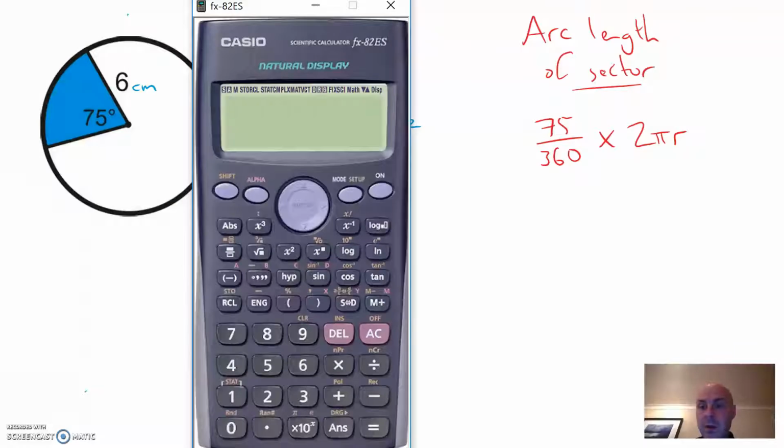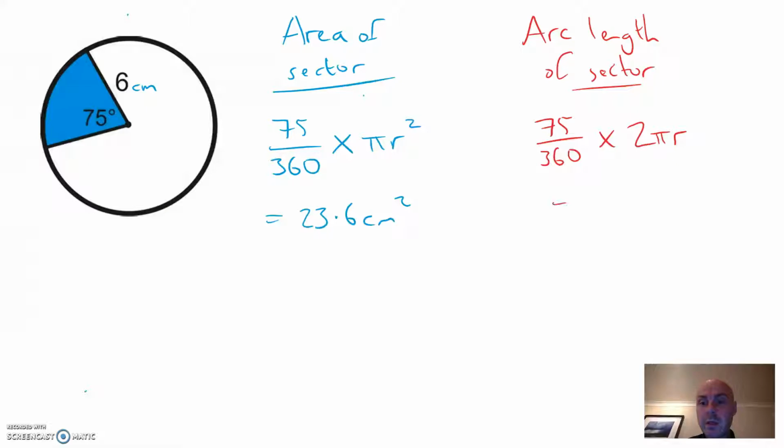Right, what do we got? So we want 75, let's do it the other way this time actually. 75 360ths, whichever way you feel more comfortable with, multiplied by 2 times pi times the radius, which was 6. What do we get? 5 pi by 2. So to one decimal place, I make it 7.9 centimetres. If you got that, fantastic.